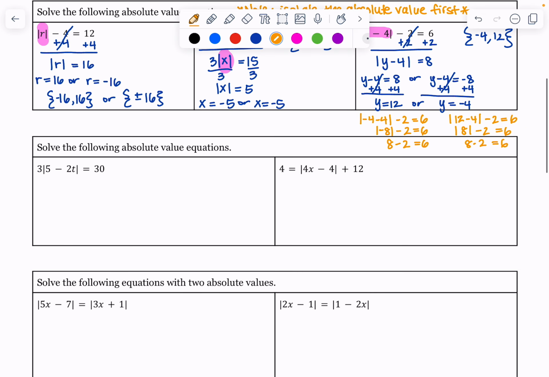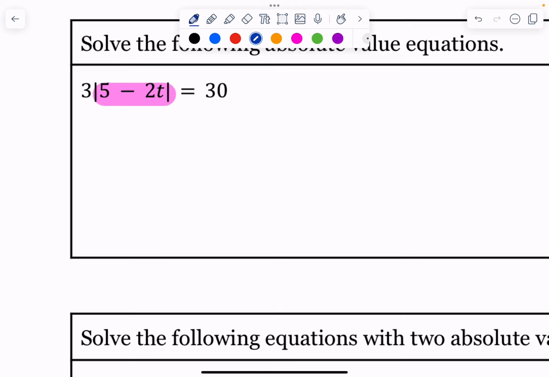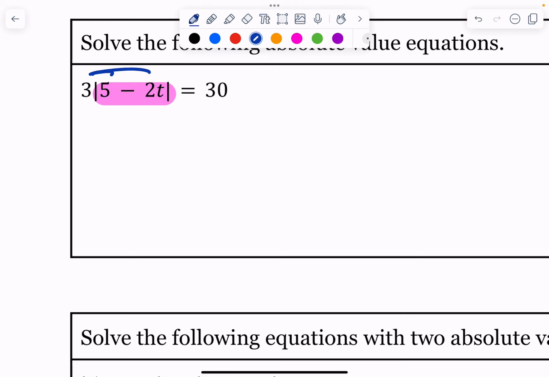All right, next section, same thing. Solve the absolute value equations. They're a little bit more complicated, but we're still trying to isolate these absolute value bars before we do anything else. So for this first one, if we need to get that 3 onto the other side of the equal sign, we are going to divide by 3. We don't want to distribute in because though 3 is positive, if you had a negative, it could really mess things up. So we don't want to distribute into an absolute value. So when I do that, I'm left with the absolute value of 5 minus 2t is equal to 10.